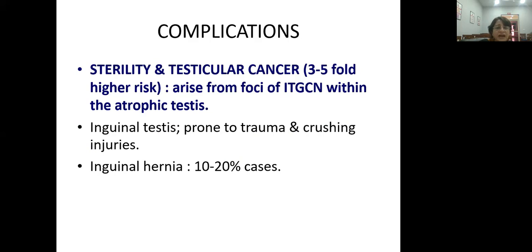Number 3 is that an inguinal testes, because it is not located in the scrotum, is prone to trauma. In the scrotum the testes is relatively protected because the scrotum lies between both limbs. But if it lies in the inguinal region, it is prone to trauma and crushing because the inguinal region is more exposed. Inguinal hernia is also going to develop in 20% cases. So these are the 4 complications of an undescended testes.